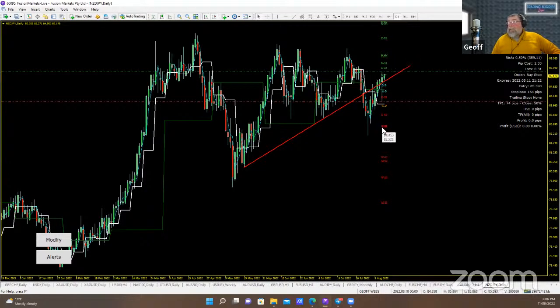Now, if I'm selling Aussie versus the Swissy and buying Kiwi versus the yen, it's not a direct hedge by any stretch of the imagination. Well, by a little stretch of the imagination, but it is in part a hedge. So if that Aussie Swiss continues to rally, my anticipation would be that Kiwi yen will do something similar.